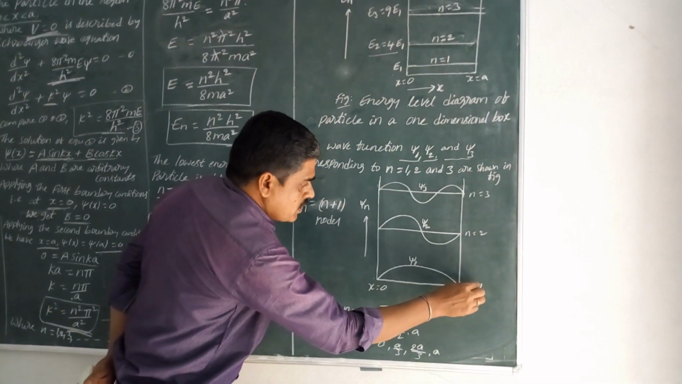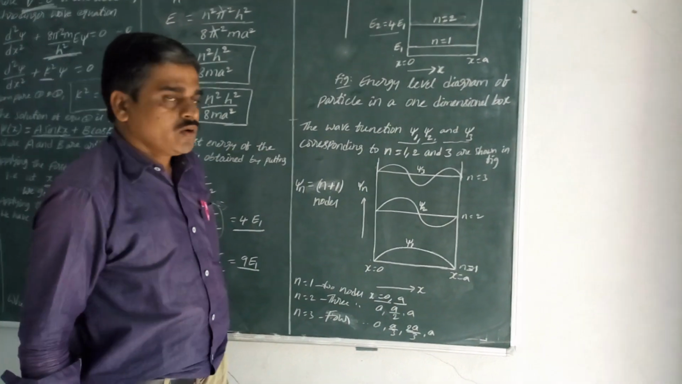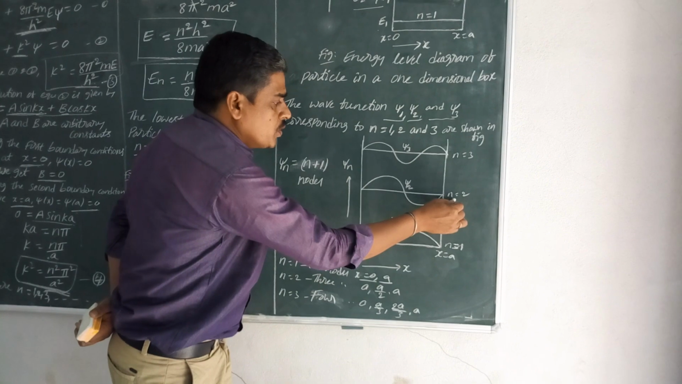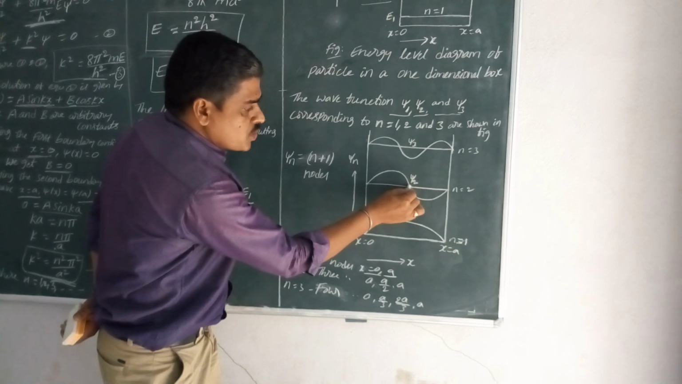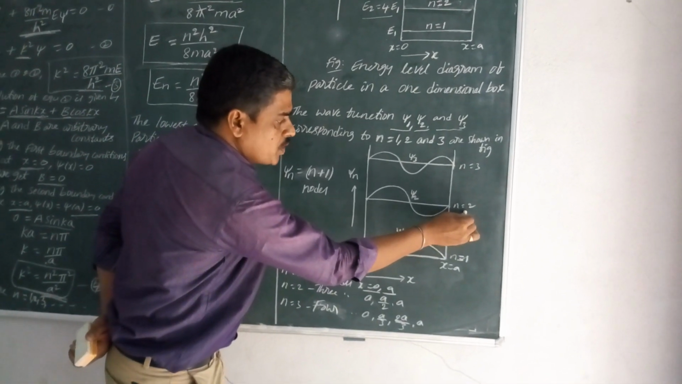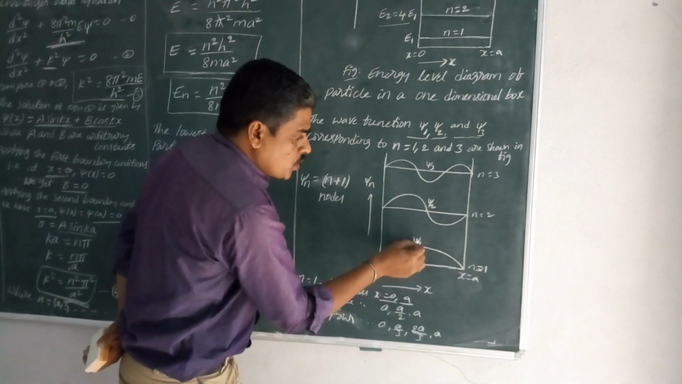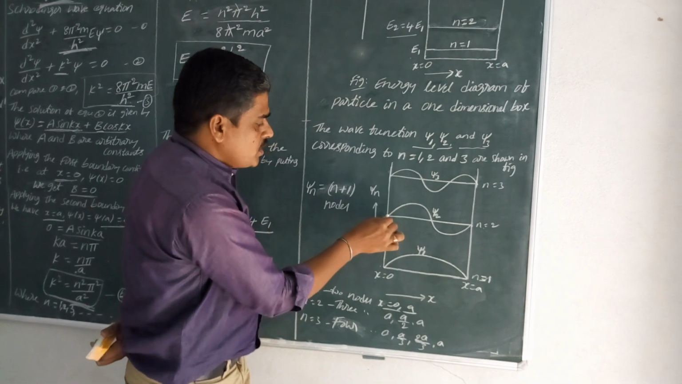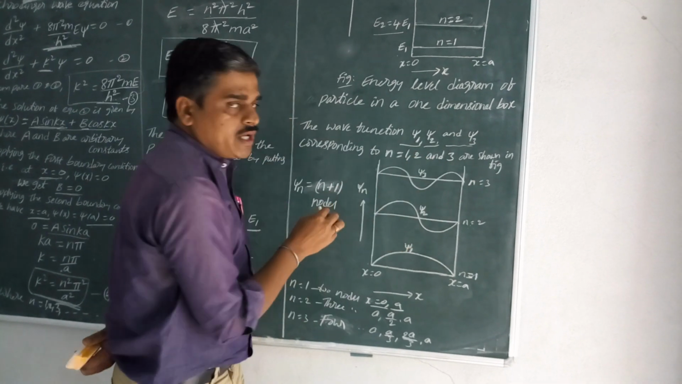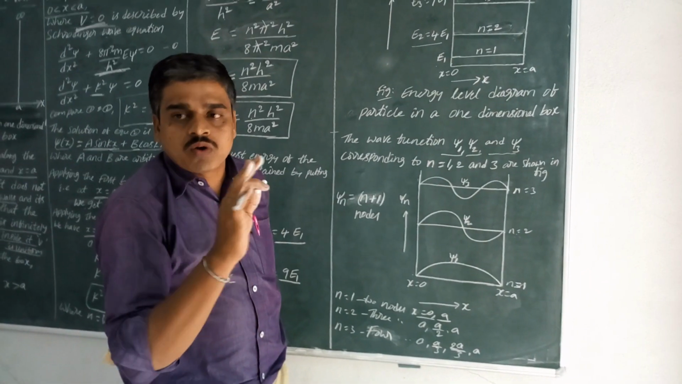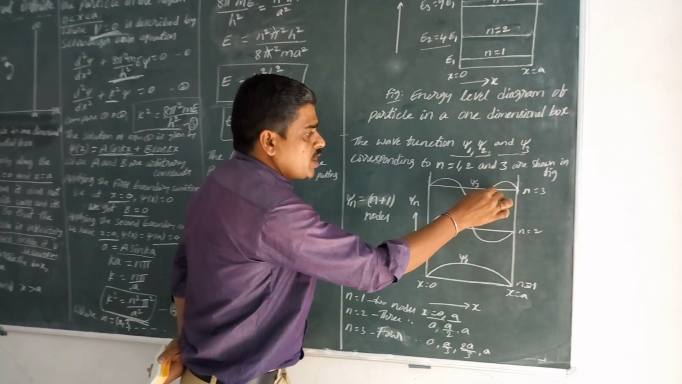For n is equal to 2, the wave function psi2 has three nodes, at x is equal to 0, x is equal to a by 2, and x is equal to a. For n is equal to 3, the wave function psi3 has four nodes, that is 0, a by 3, 2a by 3, and a.